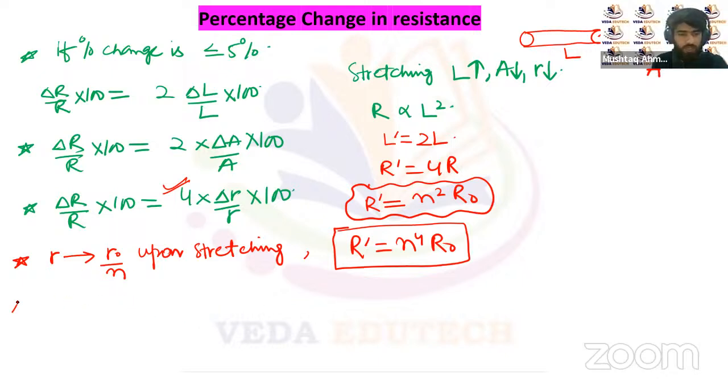Similarly, if we increase the radius of this conductor n times, it means an increase in radius, right?